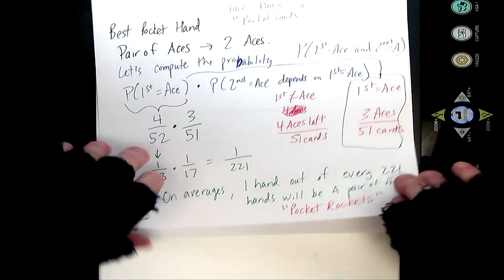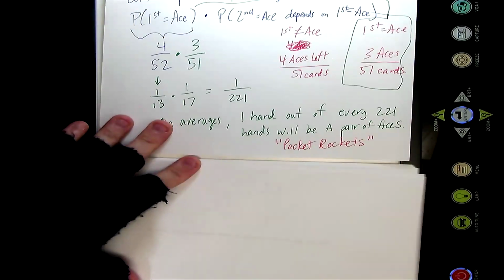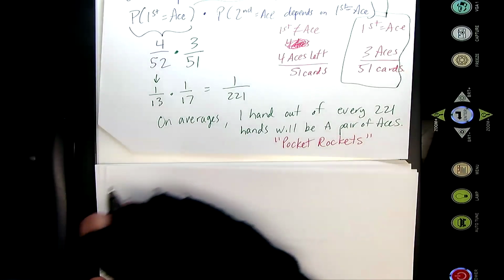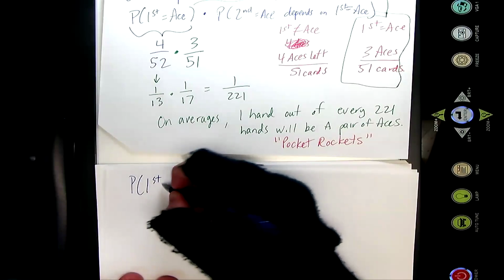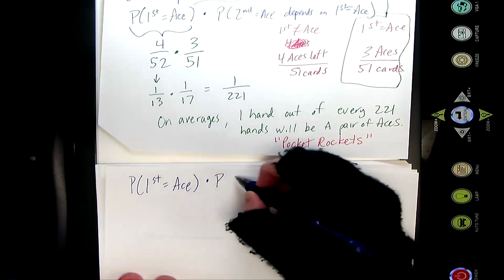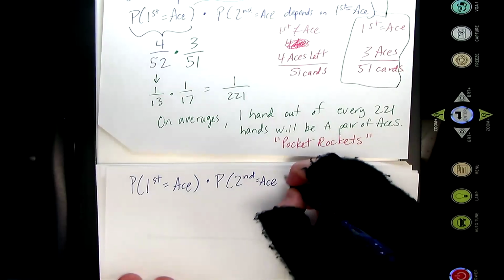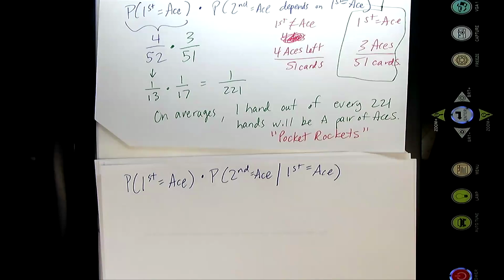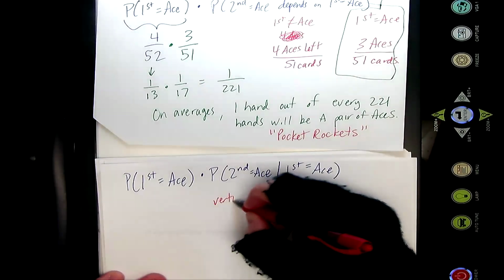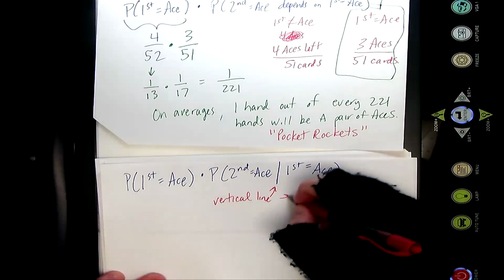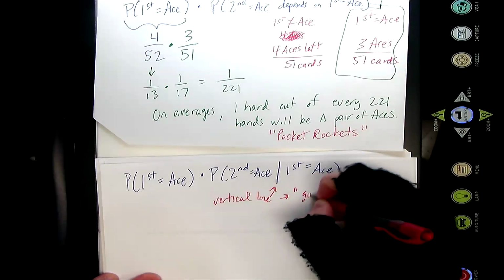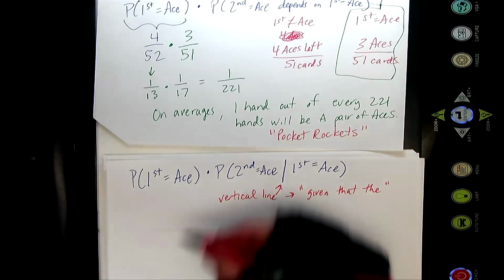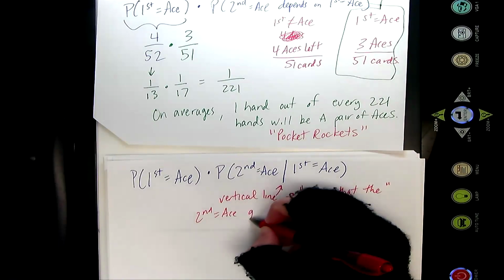This has another notation. I said the probability the second card equals an ace depends on the first card equaling an ace. The way they would write this is the probability that the first equals an ace, times the probability that the second equals an ace, and then they put a vertical line and say first equals ace. This vertical line substitutes for "given that" or "depends on." So this is: second card equals an ace, given that the first card was an ace.